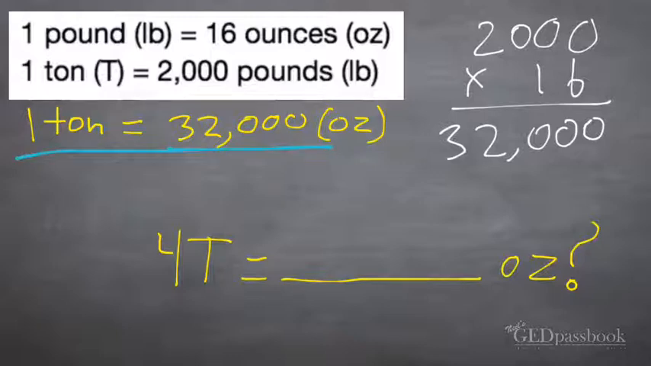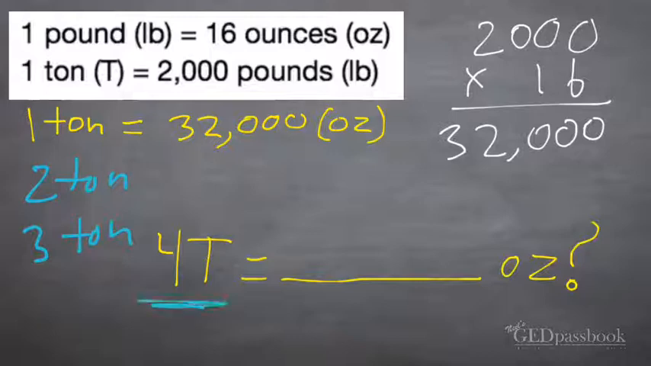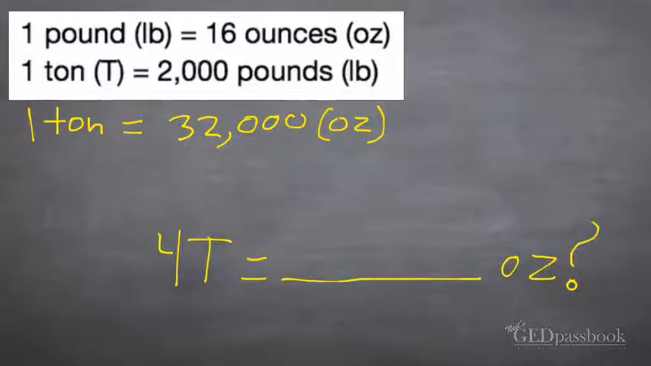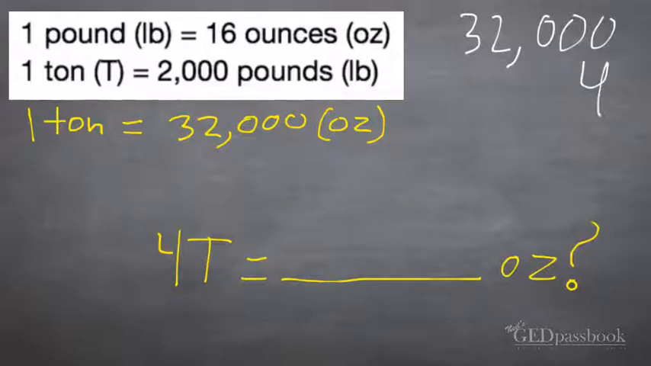32,000 for 1 ton. How many are there in 2 tons? Well, it's 32,000 times 2. How many are there in 3 tons? Well, it's just 32,000 times 3. How many are there in 4 tons? It's just 32,000 times 4. So you do that. You do 32,000 times 4. What does that become?